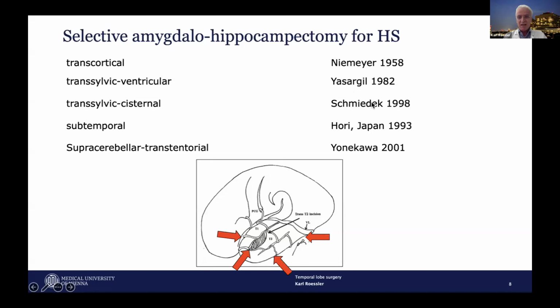Schmiedek, it was also a byproduct of aneurysm surgery. He realized that the uncus can be resected by widely opening the cistern and also getting into the ventricle by resecting the uncus. The subtemporal approach to the mesial structures was pioneered by Hori in Japan in the early 1990s, and the supracerebellar transtentorial approach by Yonekawa in the early 2000s. But this approach is only very rarely used, maybe for some temporo-occipital mesial lesions, which are not really reachable from supratentorially.